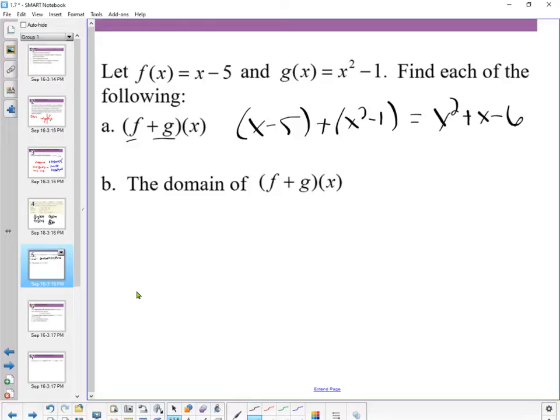Shouldn't you have factored that out first? Because that's the difference of squares. No, I don't need to factor it out, because all I'm doing is combining two functions.